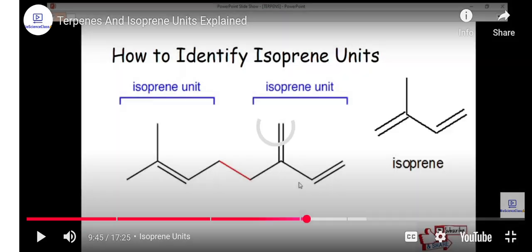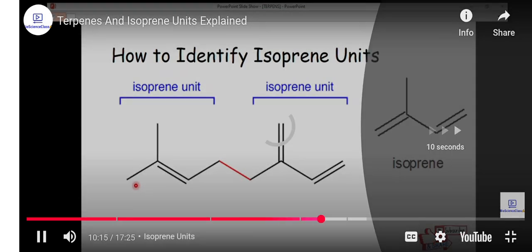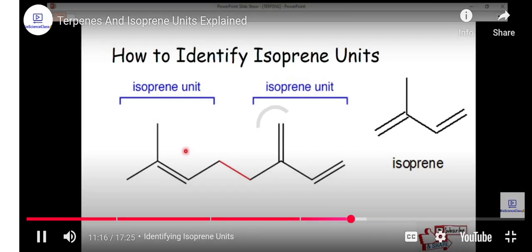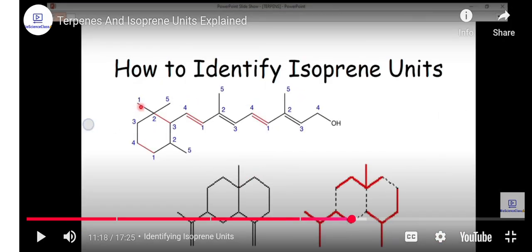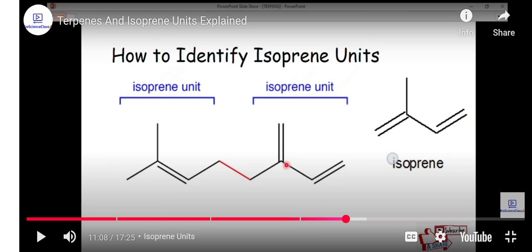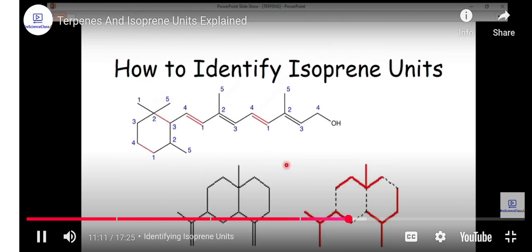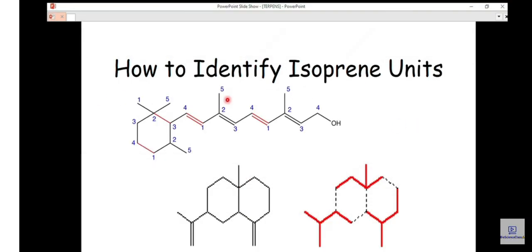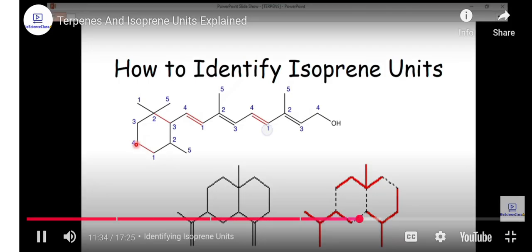I would like to show that. Let's see how to identify isoprene units. As I said earlier, as you can see from here, we have 1, 2, 3, 4. So we count 1, 2, 3, 4 carbons, and take note of the characteristics of terpenes. We said they can have double bonds, they can have single bonds, they can be cyclic. So don't be confused by that.